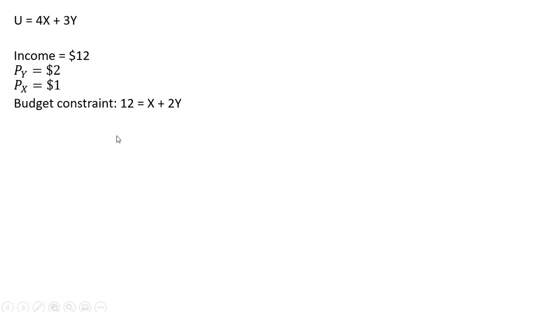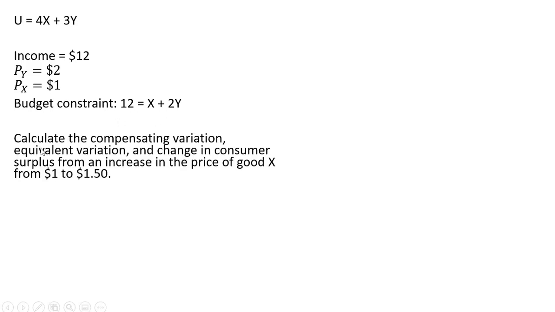Consumer has income of $12, price of good Y is $2, price of good X is $1, forming the budget constraint. Income equals the price of good X times units of good X plus the price of good Y times units of good Y. We get the following equation. And we want to calculate the compensating variation, the equivalent variation, and change in consumer surplus from an increase in the price of good X, which is currently $1, to $1.50.